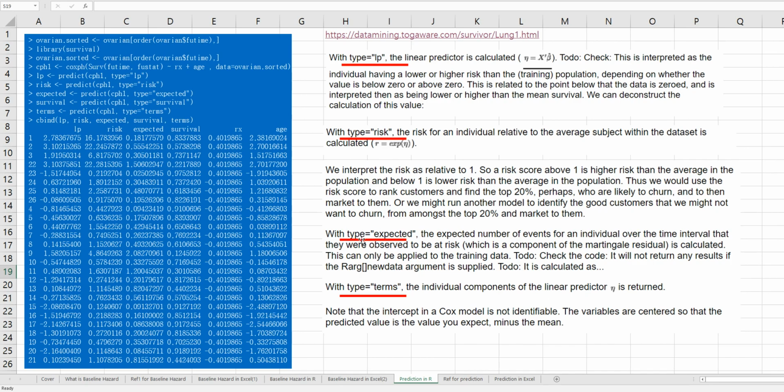If you specify type as expected, it is the expected number of events for an individual over the time interval that they were observed to be at risk. And if you specify type as terms, the individual components of the linear predictor eta are returned. And unfortunately, this website doesn't provide survival probability.